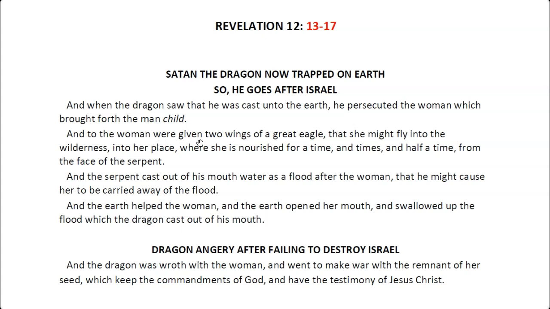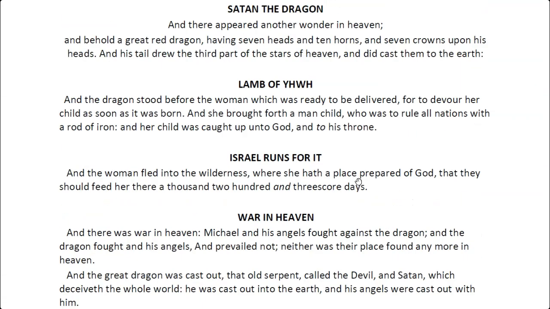And so Israel went to a place where she's protected from the face of the serpent. And for those of you unaware, a time is 360 days, which is one year. Times is two years, so 720, and half a time, which is 180. And all these add up to 1,260. Now, isn't that interesting? Didn't we just see that number a moment ago? So why is the woman running into the wilderness if she's already there?